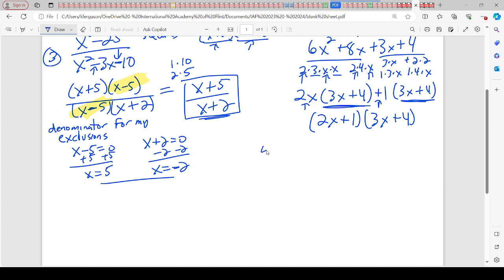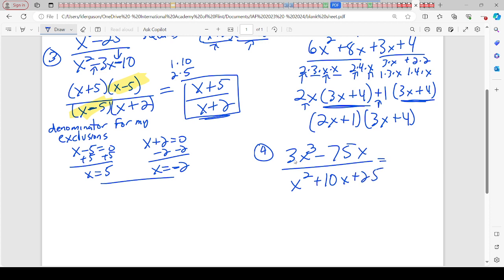So then we've got 4. It's 3x cubed minus 75x over x squared plus 10x plus 25. So the numerator, I look and they have some things in common. This is 3 times x times x times x. This is 3 times 25 times x. So I can pull out a 3x and be left with x squared minus 25.